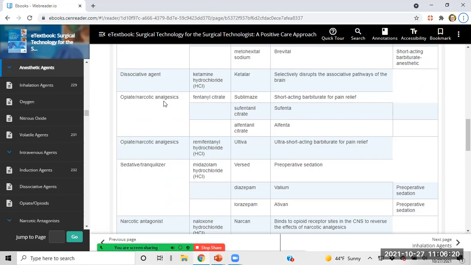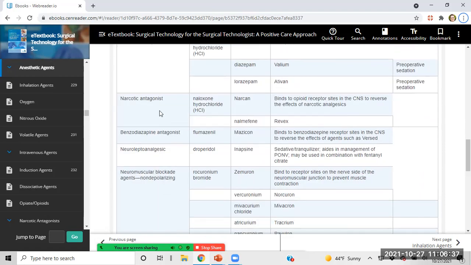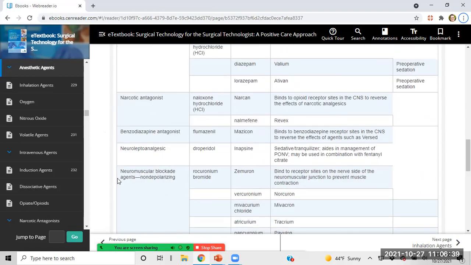And then opiates and narcotics are going to be given for pain, as well as a sedative that's going to help with remembering it as well. Versed is the number one that you'll hear about, as well as diazepam and lorazepam. And then the narcotics again for pain.